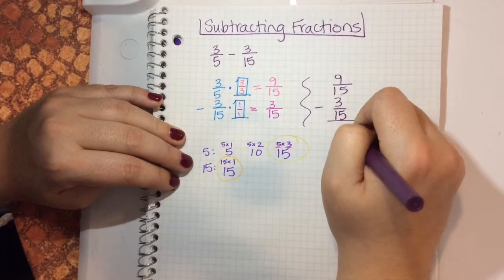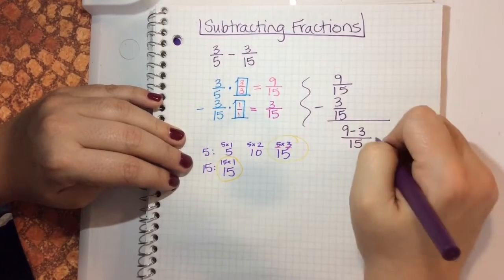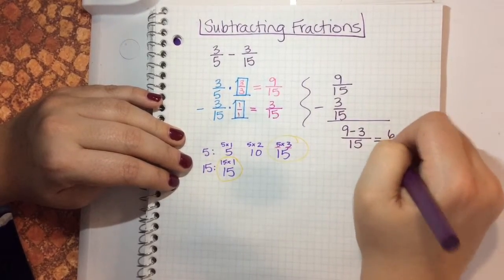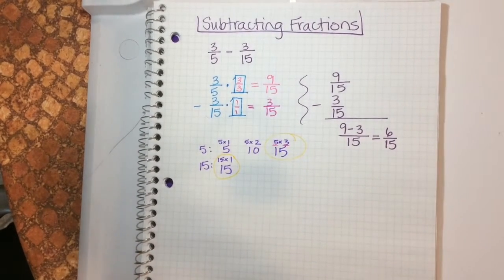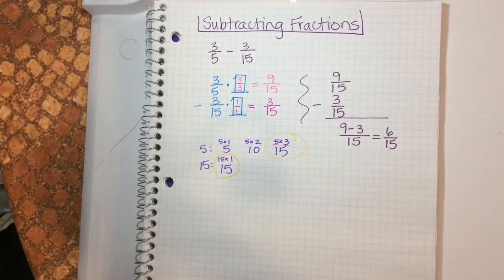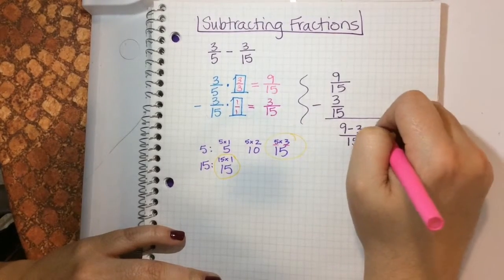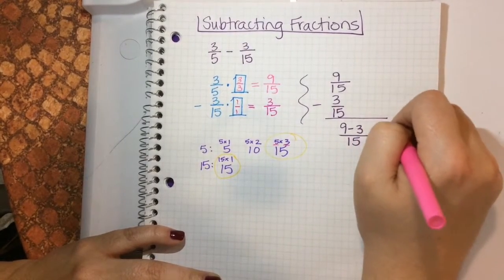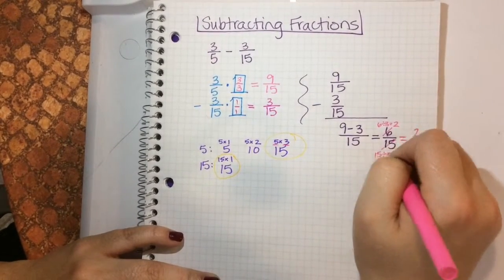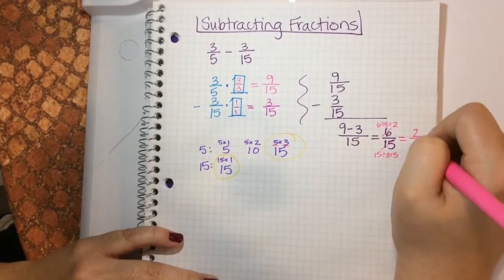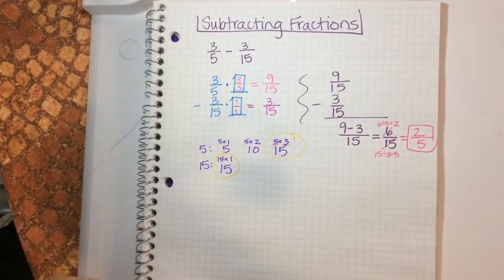So since the denominators are the same, I just want to subtract the numerators. So 9 minus 3 over 15, which gives me 6 over 15. 6 and 15 have a common factor, a number that I can divide both of them by, which is 3. So we know 6 divided by 3 equals 2. And 15 divided by 3 equals 5. So my final answer here, the simplest way that I can write it, is 2/5.